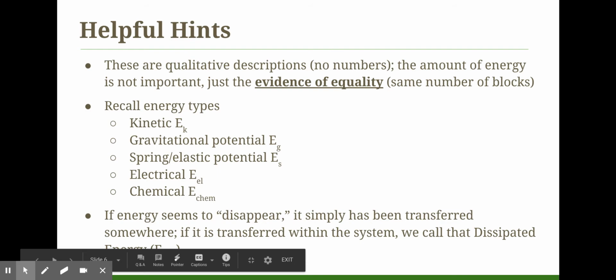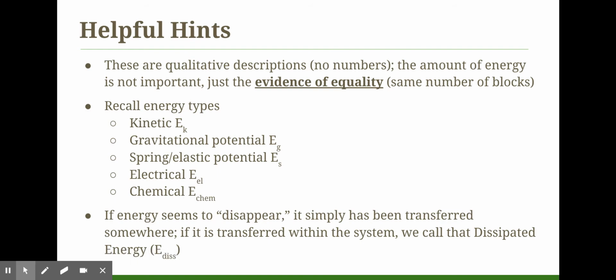And if you look at all these, instead of writing out the word kinetic or gravitational potential each time, that's what these symbols are for. So Ek, kinetic, Eg, gravitational. You can use those instead of writing out the whole word. That'll make things a little faster.